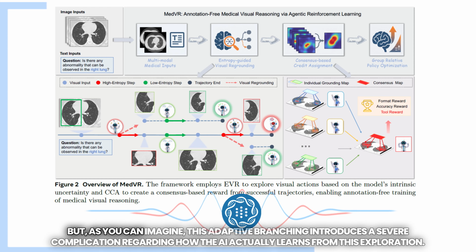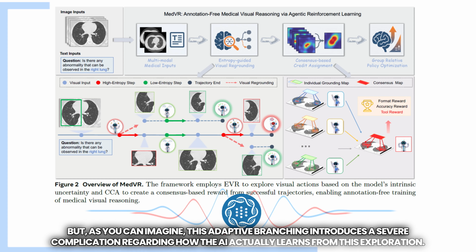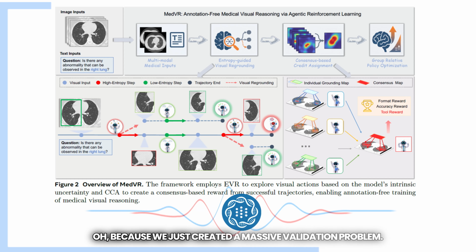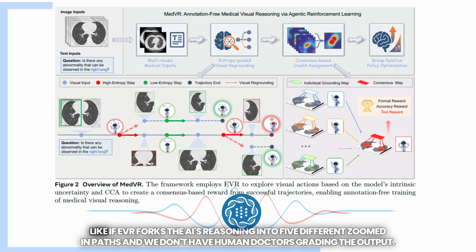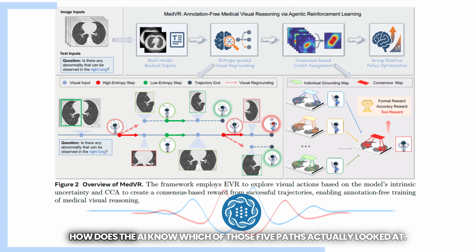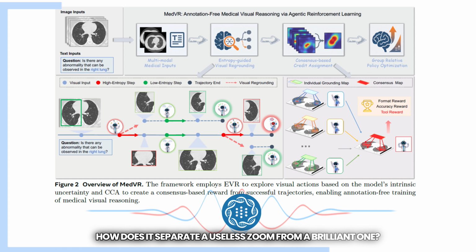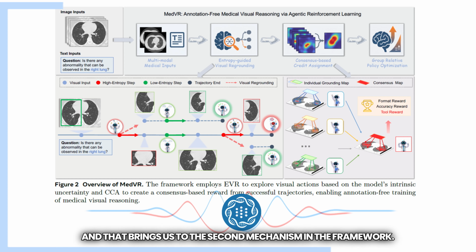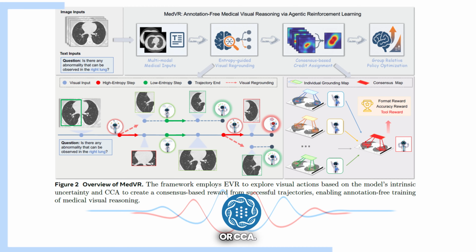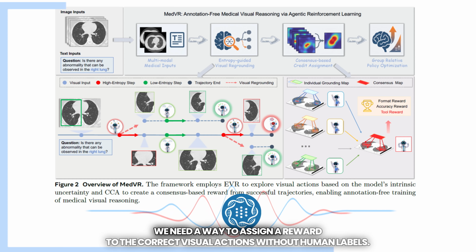But as you can imagine, this adaptive branching introduces a severe complication regarding how the AI actually learns from this exploration. Oh, because we just created a massive validation problem. Exactly. If EVR forks the AI's reasoning into 5 different zoomed-in paths, and we don't have human doctors grading the output, how does the AI know which of those 5 paths actually looked at the causally relevant pixels? Right, how does it know what was useful? Yeah, how does it separate a useless zoom from a brilliant one? And that brings us to the second mechanism in the framework, consensus-based credit assignment, or CCA. CCA. We need a way to assign a reward to the correct visual actions without human labels.